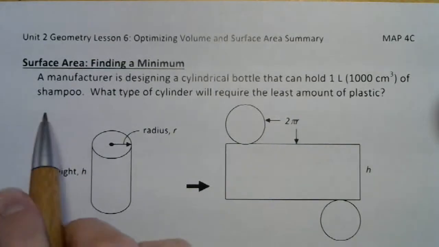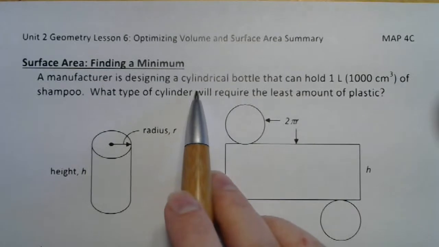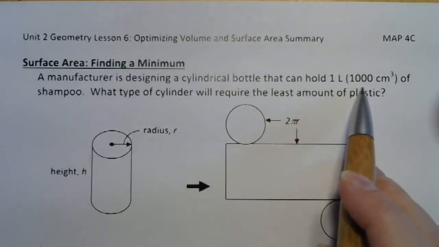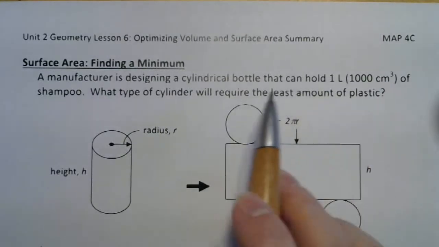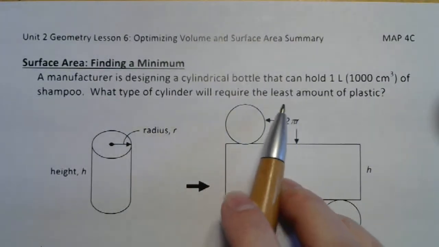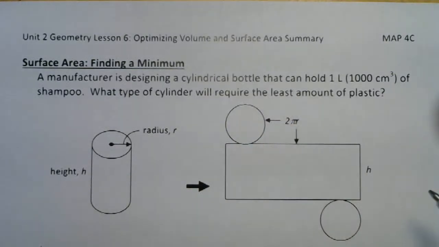Okay? So in this case, a manufacturer is designing a cylindrical bottle. Cylindrical just means it's a cylinder that can hold 1 liter, which, remember, is 1,000 centimeters cubed of shampoo. What type of cylinder will require the least amount of plastic? Least, so we're getting a minimum value, or we should get a minimum value. Okay? So we did a rectangular prism last time, so I wanted to show you something a little bit different. This is finding a minimum for a cylinder.